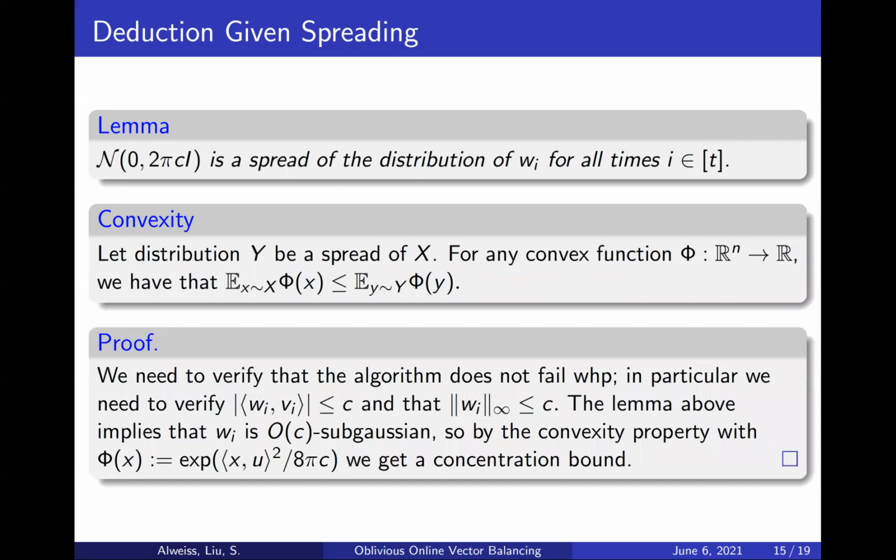So suppose you have the lemma. Then all we need to do is verify that the algorithm doesn't fail with high probability. So in particular, we need to verify that the inner product of the new vector and our current L infinity is bounded. And this follows essentially by the definition of spreading and using the function phi of x, which is e to the x dot u squared over 8 pi c, so this is some convex function, you can prove that Wi is order C sub-Gaussian.